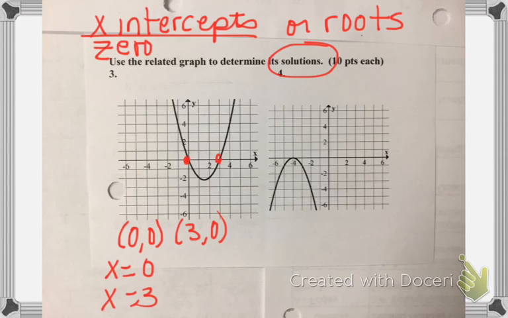So on the second graph, where does this graph cross the x-axis? At negative 4. So you can either say x is -4, or you can give me the ordered pair. I will accept either one.